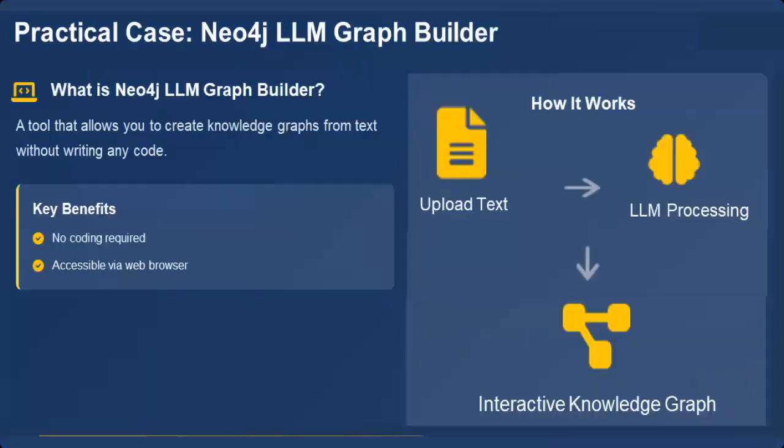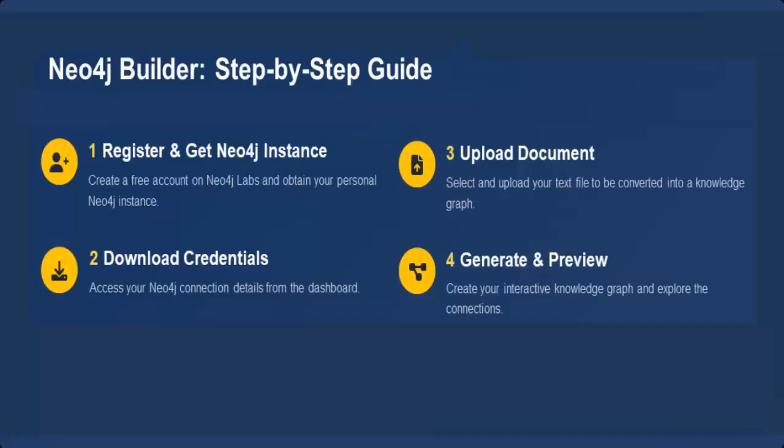Quick experiment: Neo4j LLM Knowledge Graph Builder. To see how easy it is to create a knowledge graph, even if you don't know how to code, we will use the LLM Knowledge Graph Builder from Neo4j. Here is the website, llmgraphbuilder.neo4jlabs.com. You must first sign up with them and obtain a Neo4j instance. After getting an account, you can download your Neo4j credentials. This is all for free.